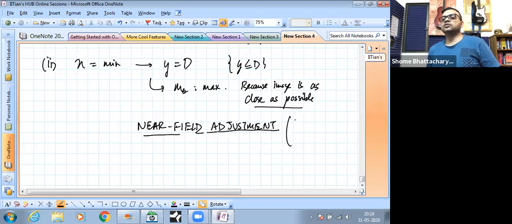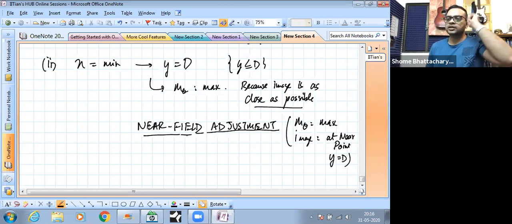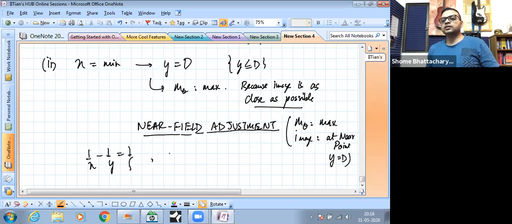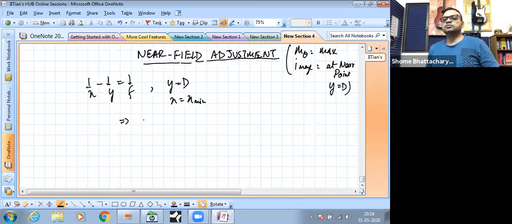So in this adjustment, always your magnification is maximum and the image is at the near point of the eye. That is, the image distance is equal to capital D. So this is a general thing you should remember for all optical instruments. So here, what is happening? Let's see. We have 1 by x minus 1 by y is equal to 1 by f. In this we are putting the value of y as capital D. So x is becoming x minimum. On substituting, you will see that x minimum becomes Df upon D plus f.